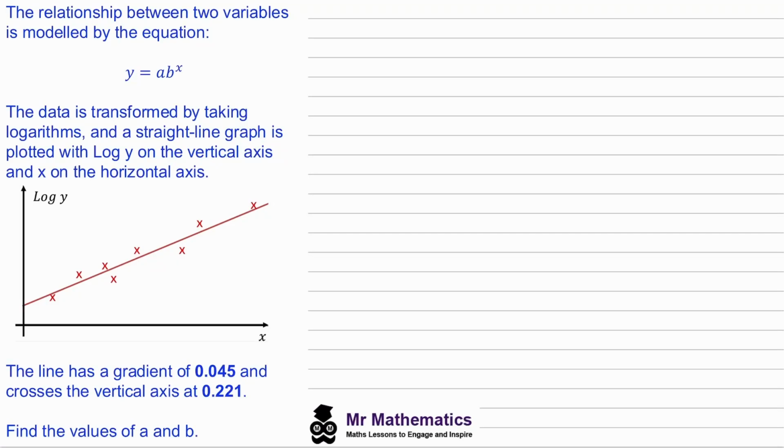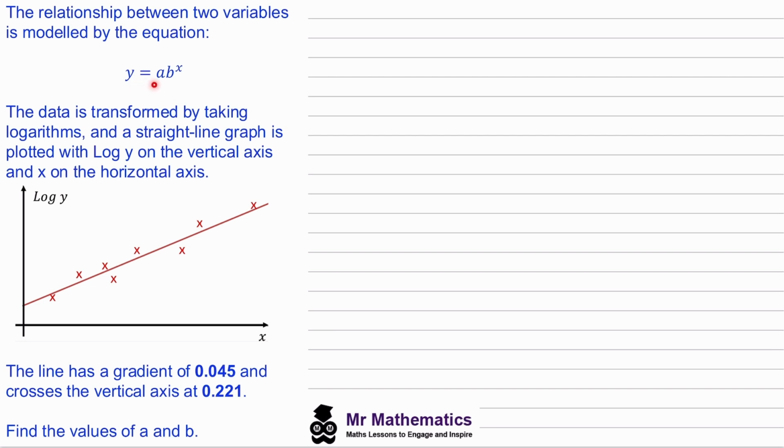Hi everyone. So in this video, we're going to look at how exponential relationships can be modeled using graphs and how we can find the equation of an exponential model from a straight line graph. So if we take a look at this example, we're told that the relationship between two variables is modeled by this equation. And this is a classic exponential equation, but we're going to look at what it actually means.